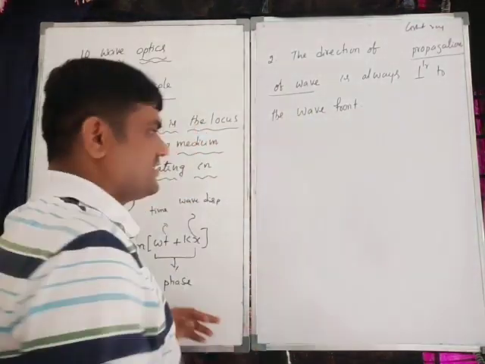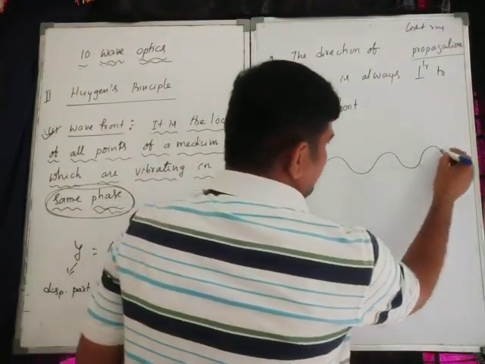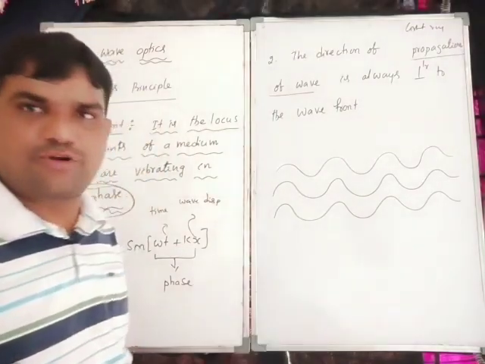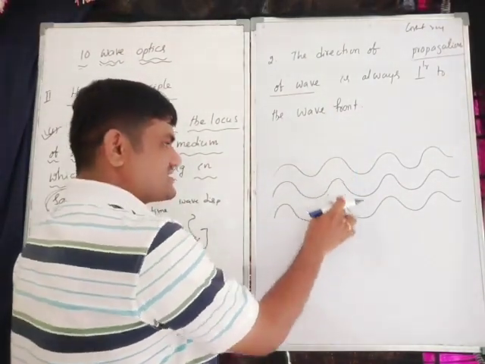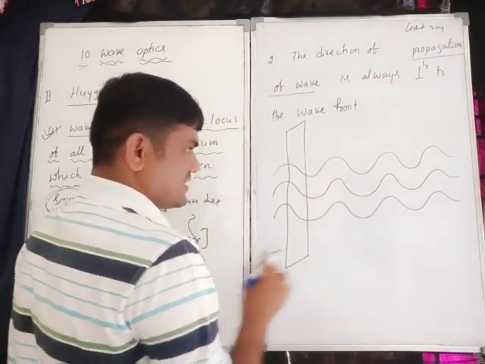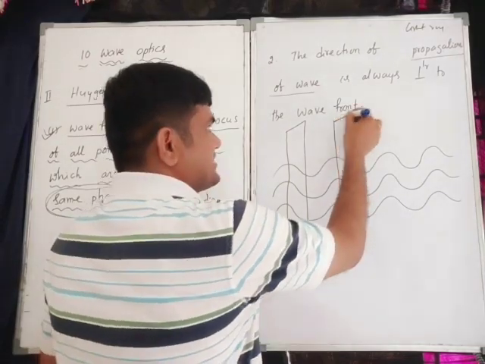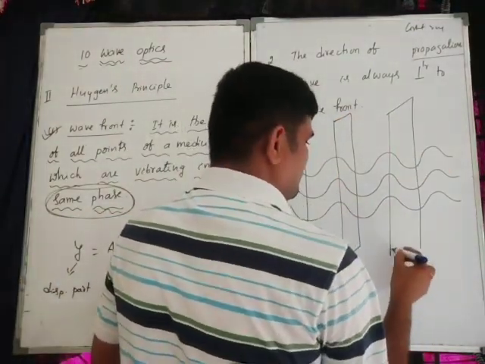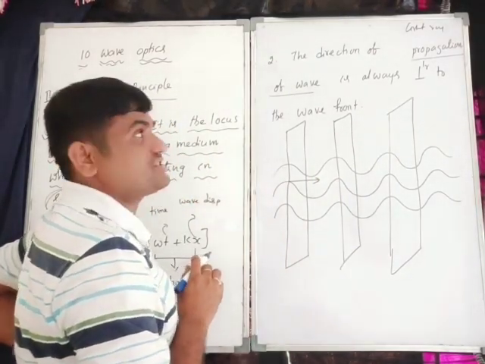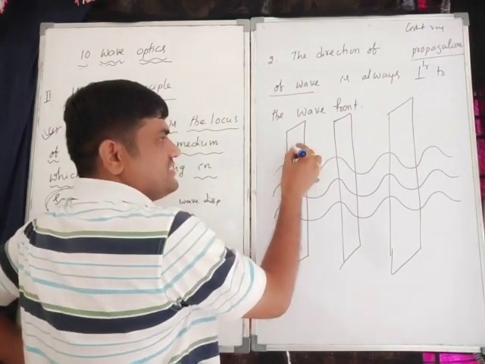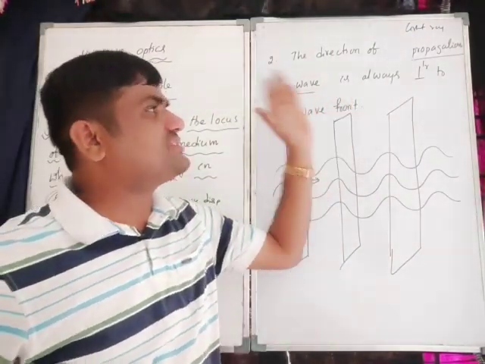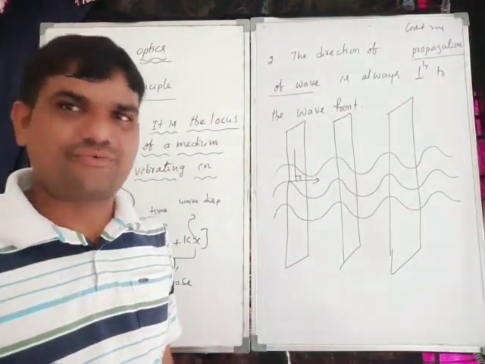For example, here these are the waves. These are plane waves, not concentric spheres, so this is a plane wavefront. On a crest, we can draw one line, and this is called a wavefront, a plane wavefront. Again, one more plane wavefront. Wherever you see, this is a plane surface. This is the direction of propagation of the wave. Therefore the angle here is 90 degrees. Wherever you see, the direction of propagation of wave is always perpendicular to the wavefront.